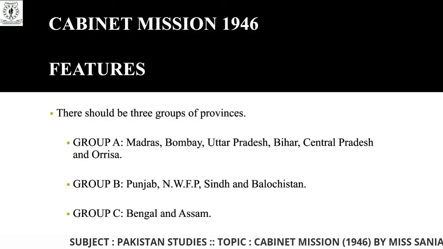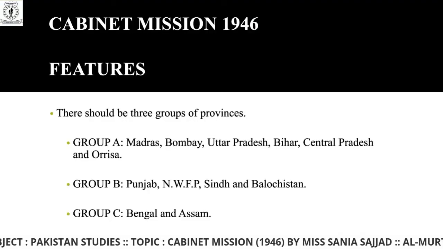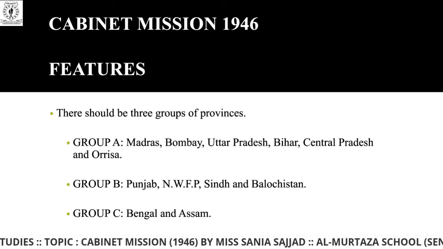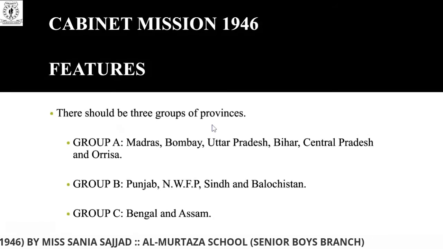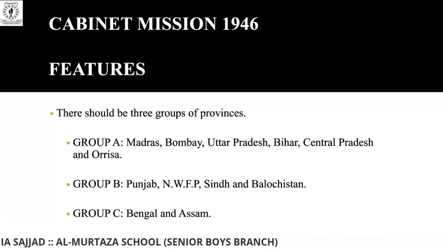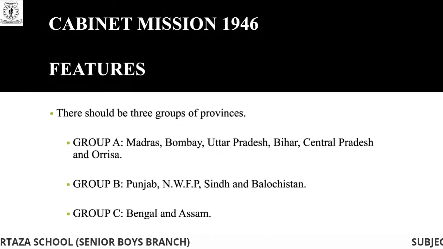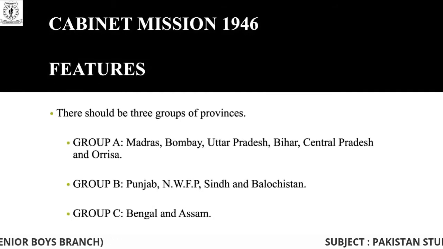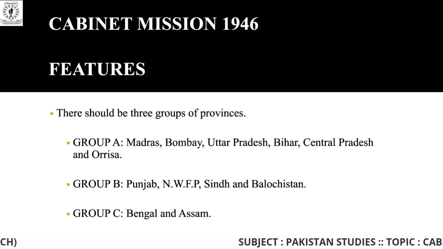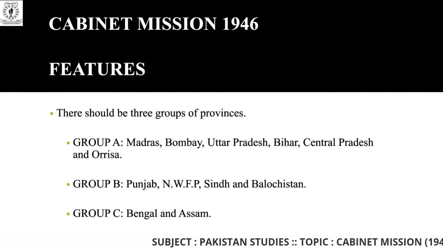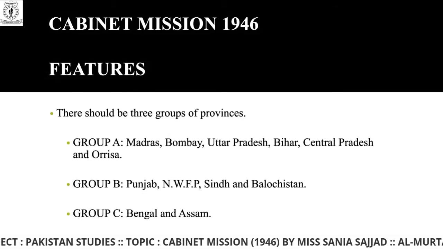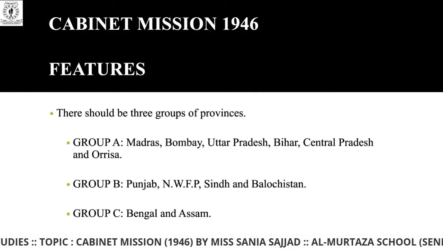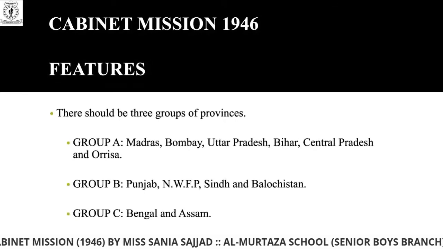Now, coming towards the other features of Cabinet Mission 1946, there should be three groups of provinces. All of these points which I'm reading and explaining to you were stated by those three people who came to the subcontinent. So this was the proposal which they kept for them. Now, there should be three groups of provinces. It means that the provinces will be divided into three groups.